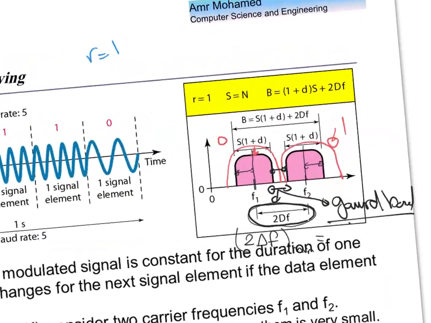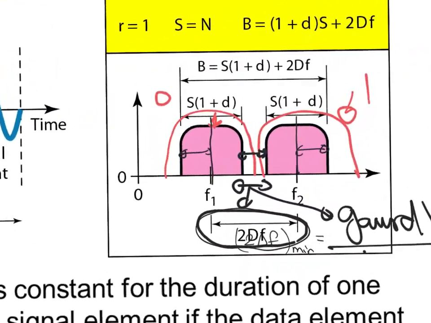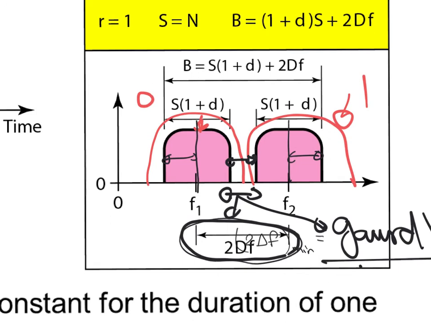Again, let me just zoom in very big, so that you can see it clearly. So this is 2 delta F. 2 delta F is the difference between the two center frequencies. Half the bandwidth for this symbol plus half the bandwidth for this symbol. So if you combine both, then it gives you 2 delta F equals to what?